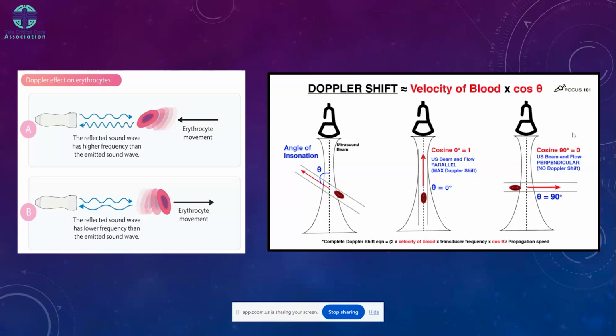In contrast to that, the second image shows that the erythrocyte is moving away from the probe. So the reflected wave is longer than the transmitted wave because the distance between the erythrocyte and the transducer is increasing. That is why it returns a low frequency wave.